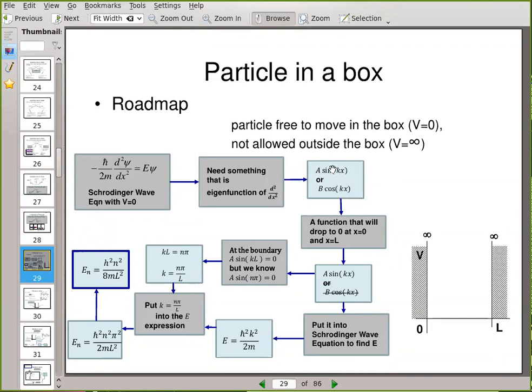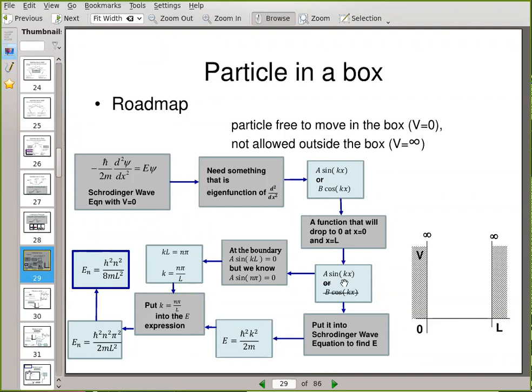But of course, sine and cos don't work equally well. For a function that will drop to 0 at the ends, cosine is a nice big positive value at the edges. It doesn't drop to 0. But sine is the real one that you can make drop to 0 at the edges. And then, of course, because we have boundaries, because we've got a certain position of where it has to drop to 0 at L, we can then think about this constant k, and we can make sure that k is such that it forces the wave function to be 0 at both of these points.